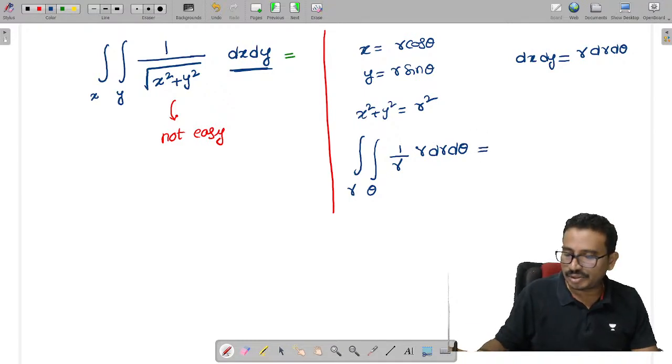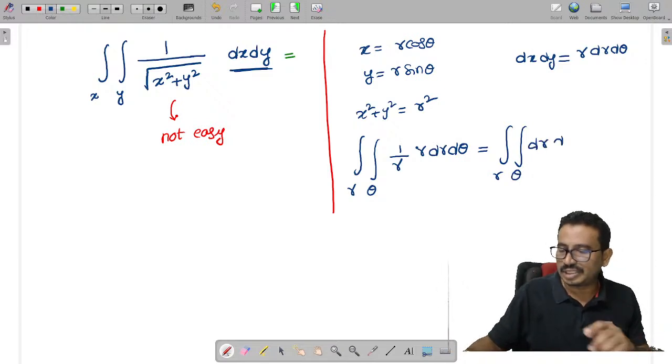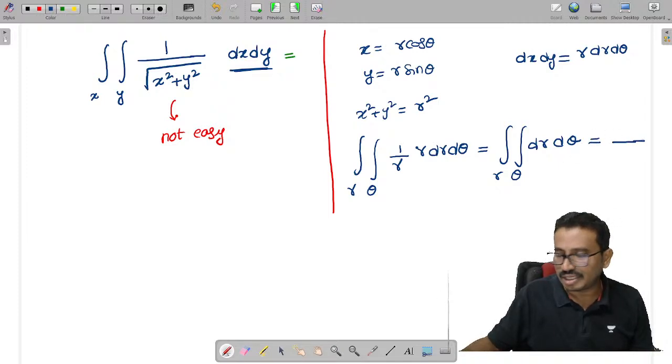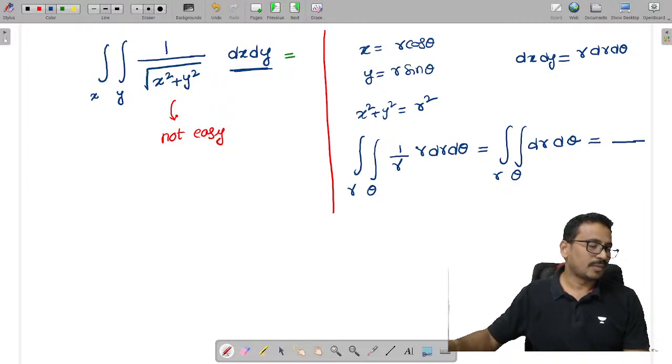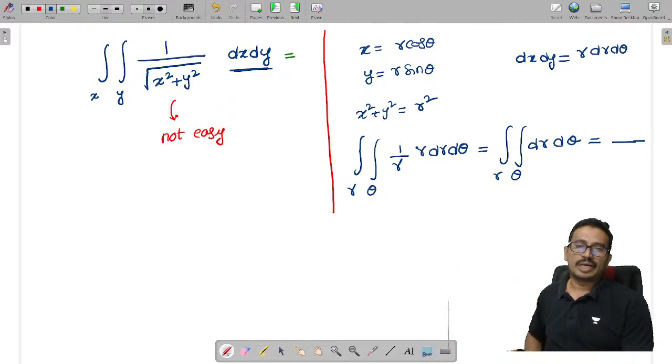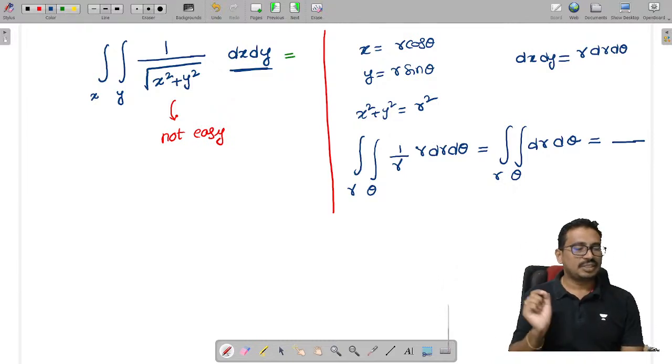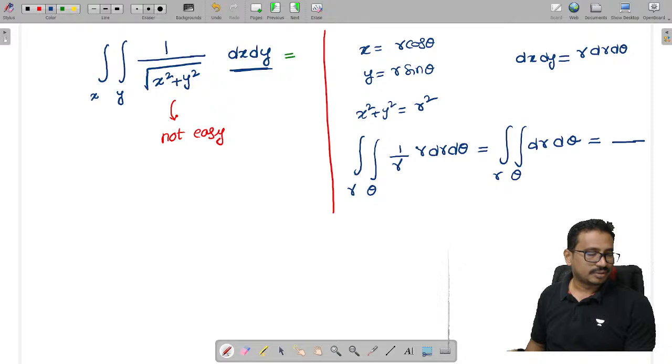Now see what happens here: r integration and theta integration, so this is dr d theta. Tell me, is doing this simplification easy or difficult?